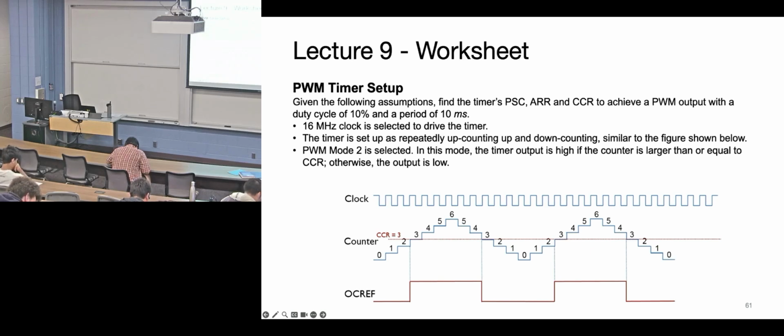Oh, good. So the trick is the prescaler is prescaler plus 1. Yeah, just because of how the prescaler works. You put a 0 in the prescaler, no clock comes out. They always demand that 1. So it's whatever value prescaler plus 1 is. There are many multiples. So it's going to be high for what? It says right here: the timer output is high if the counter is larger than or equal to CCR.